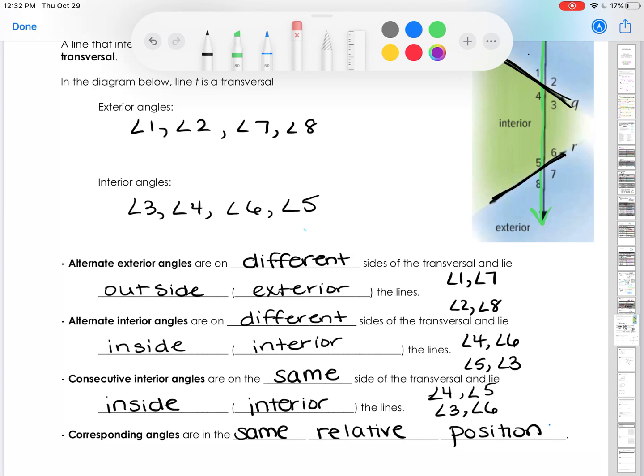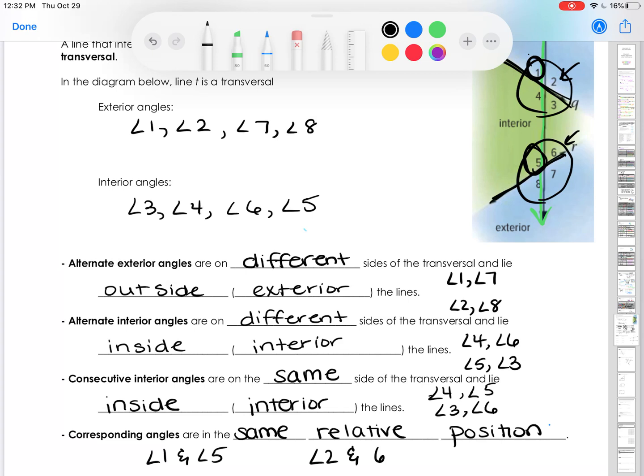Lastly, we do have angles that are considered corresponding, and our corresponding angles are those angles that are in the same relative position. So if I think of this as a grouping of 4, and this is a grouping of 4, the angles in the top left corner correspond to each other. That would be angle 1 and angle 5. The ones in the top right corner also correspond to each other, so that'd be 2 and 6. 4 and 8 correspond to each other. And then, of course, the last ones, 3 and 7, correspond to each other.